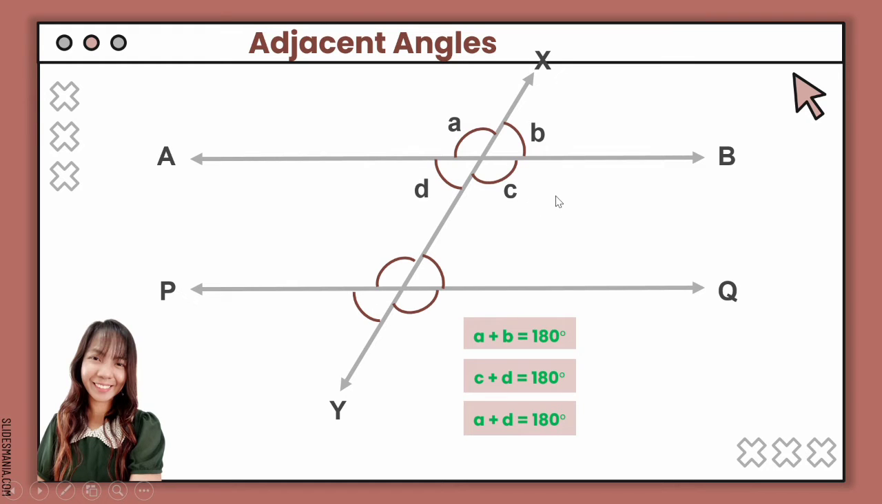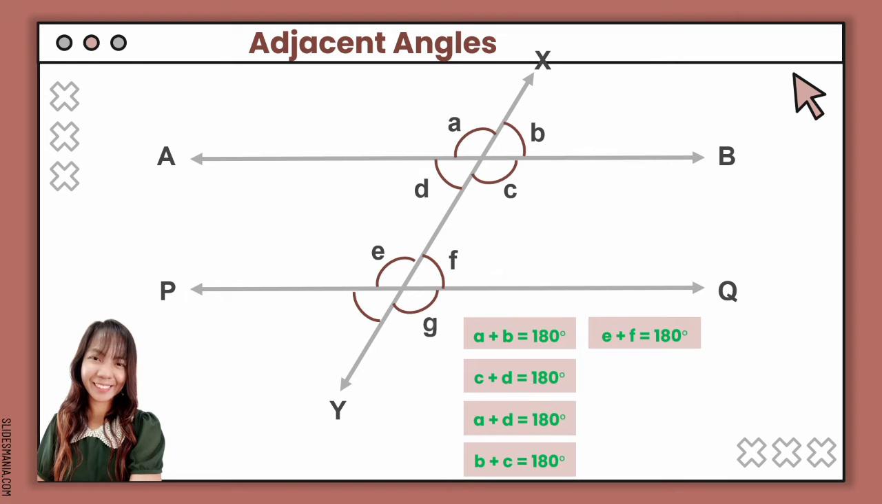Another example, angle B and angle C. They are also adjacent angles. So B plus C equals 180 degrees. Okay, another set of adjacent angles, angle E and angle F. Okay, they are adjacent angles. So angle E plus angle F equals 180 degrees.